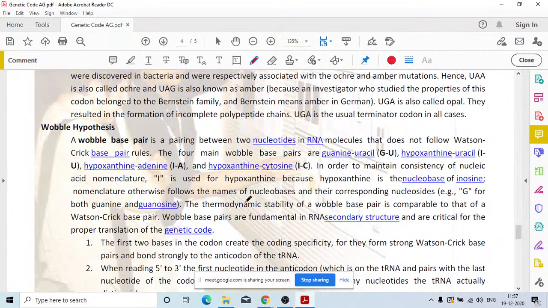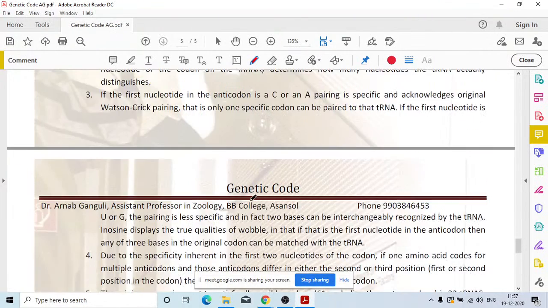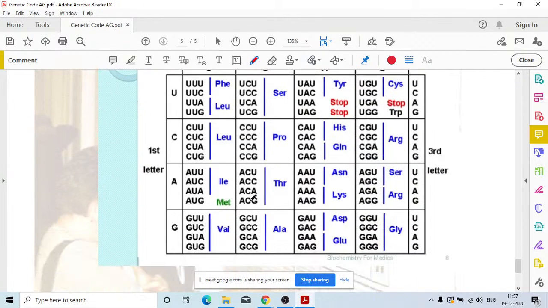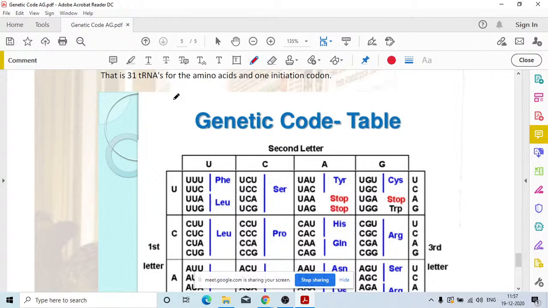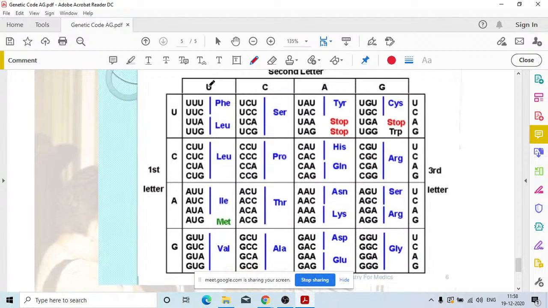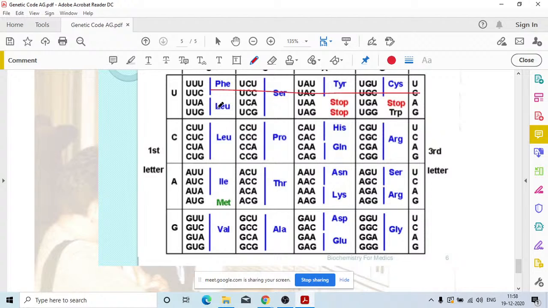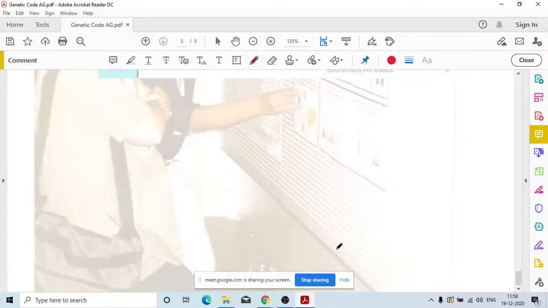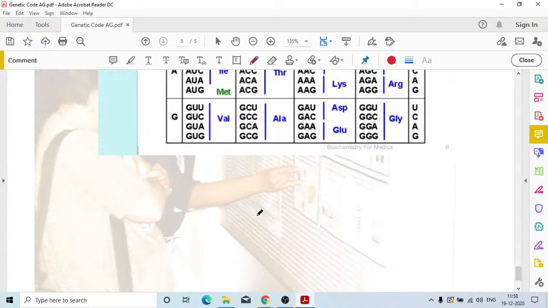Then of course I explained the wobble hypothesis, that the third base is not specific. This is the genetic code, and you have to remember it. First letter, second letter, third letter. Take one from here, so this becomes UUU. Then UC here, so UUC. Like this, you can find which codon codes for which amino acid from here. I will upload this today in the Google Classroom. So this ends my class today on the genetic code.